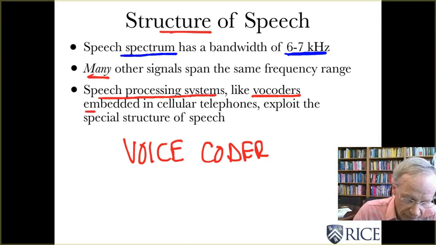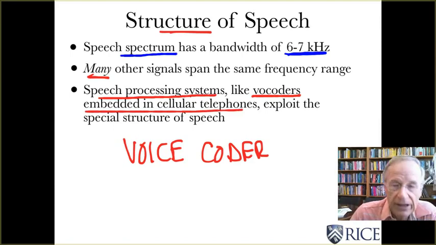These vocoders are embedded in cell phones, and in particular they use very efficient ways of communicating what the vocal tract is, much more so than just sending the raw speech signal that you would normally do if you just had some regular old 6 or 7 kilohertz signal.